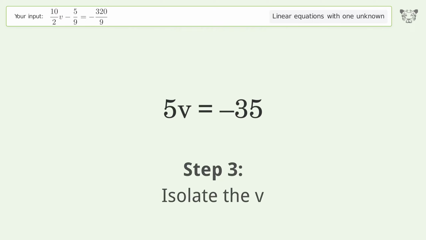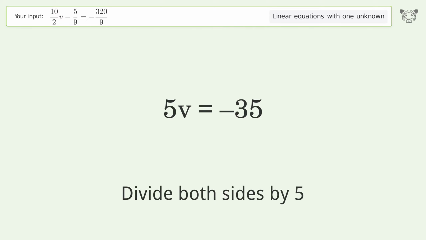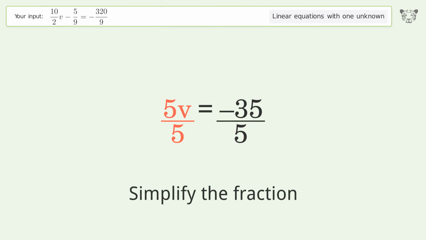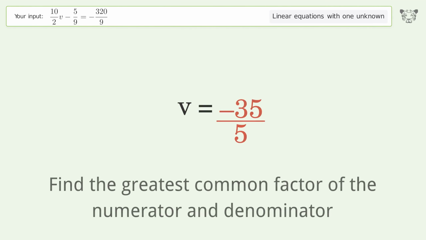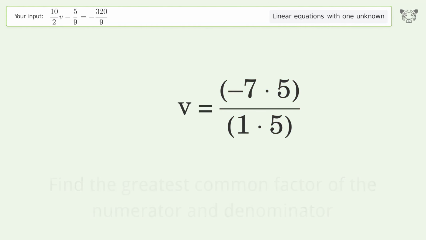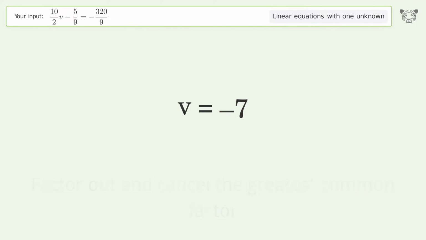Isolate the v. Divide both sides by 5. Simplify the fraction. Find the greatest common factor of the numerator and denominator. Factor out and cancel the greatest common factor. And so the final result is v equals -7.